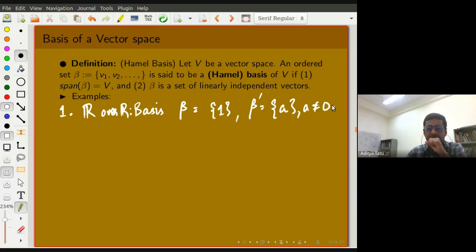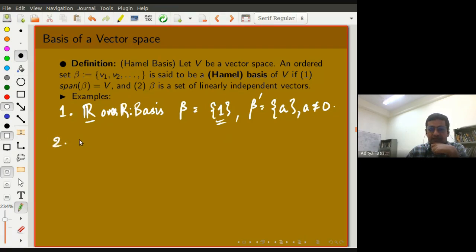Is that clear to everyone? Because if you have a 0 there, then it does not form a linearly independent set, and of course, it also doesn't span. But as far as any other non-zero number is concerned, you can use that number to span the entire vector space R. And just one non-zero number is of course going to be linearly independent.